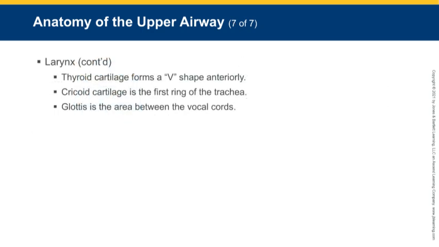The larynx consists of several important components, including the thyroid cartilage, cricoid cartilage, and glottis. The thyroid cartilage forms the Adam's apple, while the cricoid cartilage is the first complete ring of the trachea. The glottis, the space between the vocal cords, plays a role in airway patency and speech.